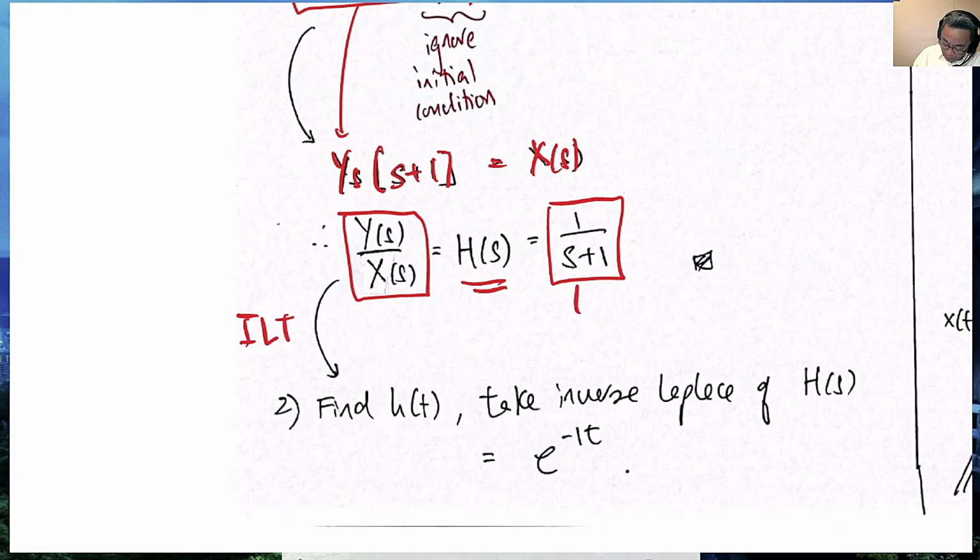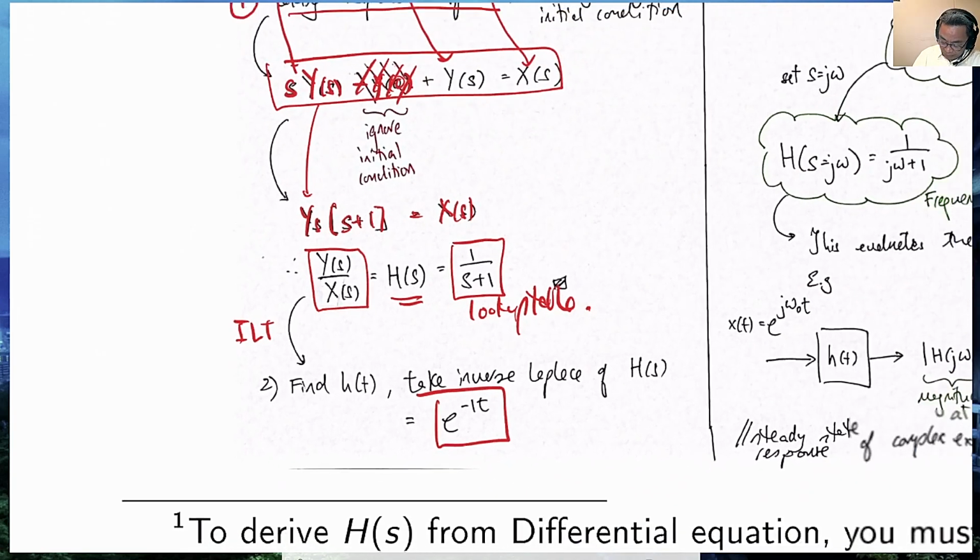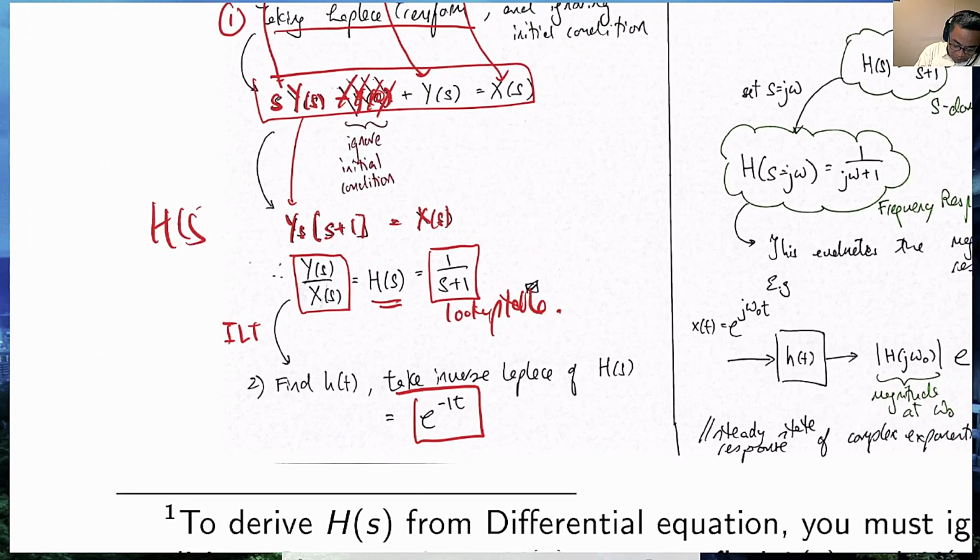Now to find the impulse response, we take the inverse Laplace transform by lookup table. In the exams you have to copy that lookup table into your cheat sheet. It will not be given, and then you just look it up. 1 over s plus 1 becomes e^(-t). That's it. So we have found H(s), and we have found h(t).